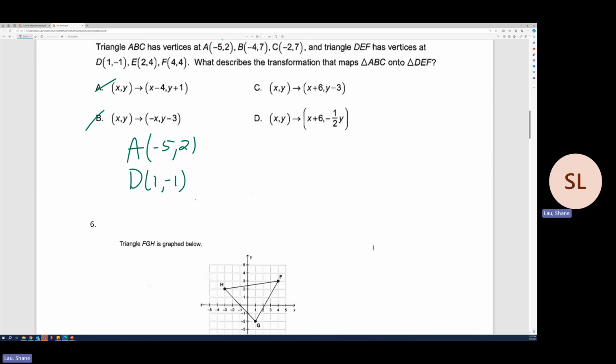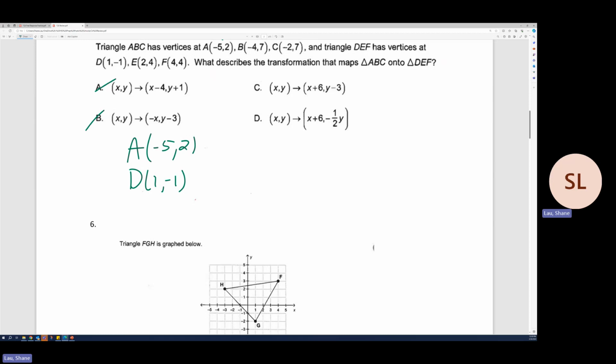Then C and D had the exact same thing for x, which both are good. Both are actually good for us. So we can avoid x values now, but now we have to figure out our y value. Okay. And so in our y value, we have 2 for A, -1 for D, and we got to figure out, well, which one is this going to work?